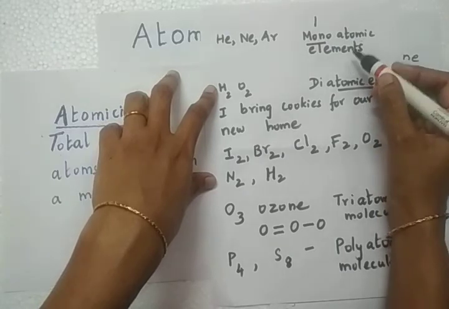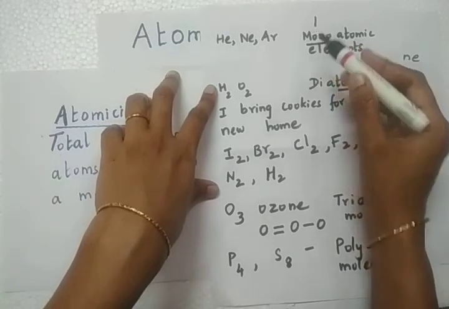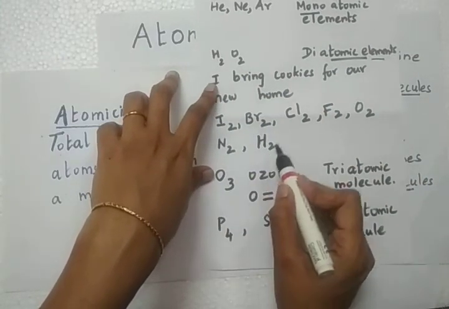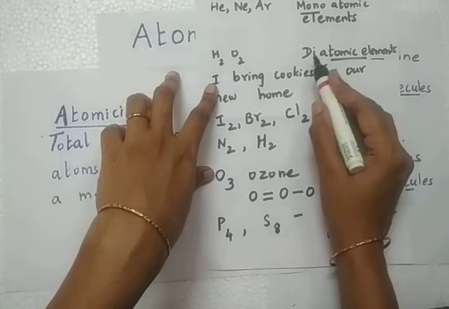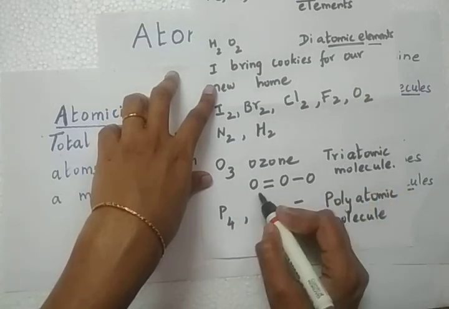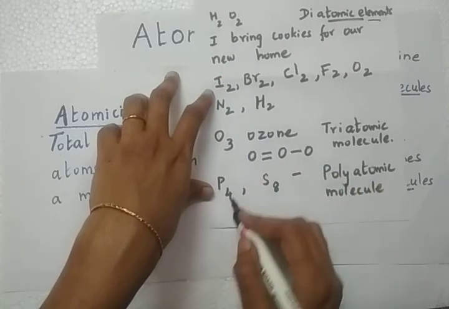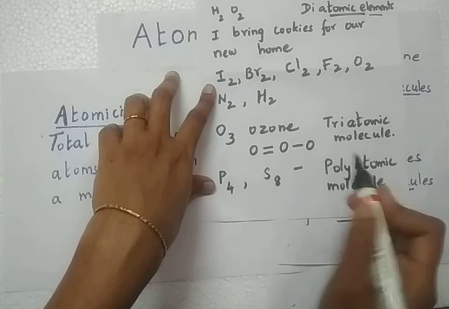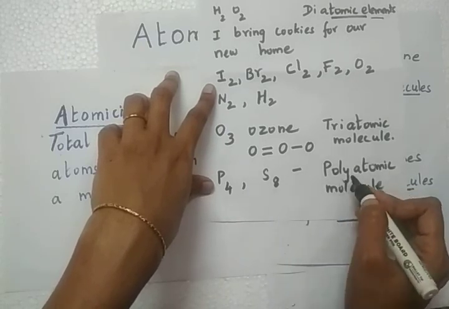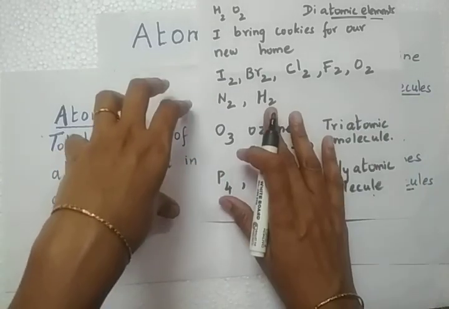So based on atomicity, we classify the molecules as monoatomic, where the atomicity is 1. And then diatomic. For these molecules of elements, the atomicity is 2. So we call them diatomic. And ozone, which is triatomic, which means it has 3. Atomicity is 3. Three atoms are present. And the molecules which have more than 3 atoms are said to be polyatomic molecules. Poly means many. Hope you followed how to classify the molecules based on the atomicity.